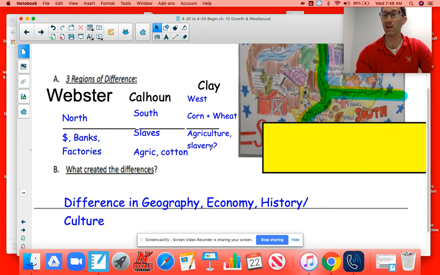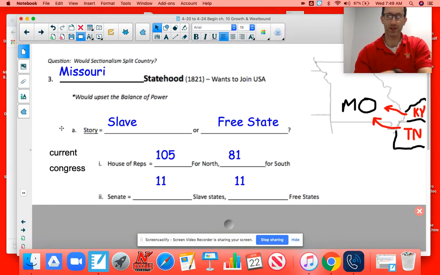In the West, we have agriculture, but corn and wheat. In the South, we had cotton. And in the North, factories, banks, manufacturing, and money. All those things would add up. Don't forget the influence of history and culture as well. On to the next little section.